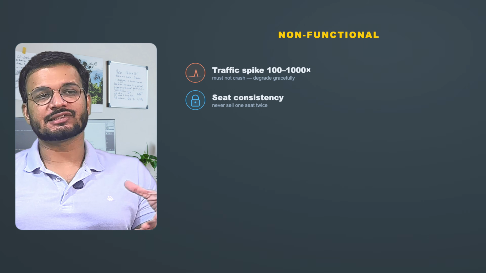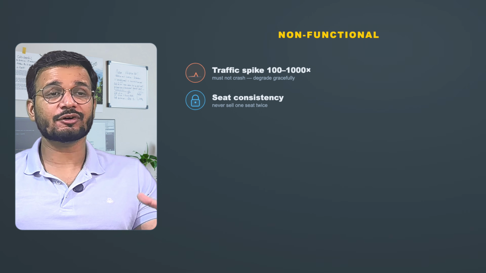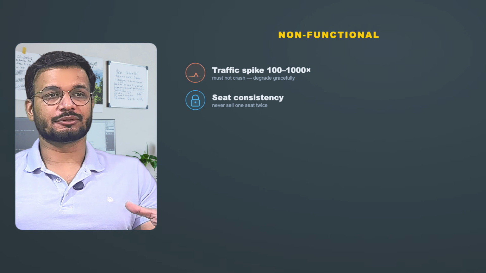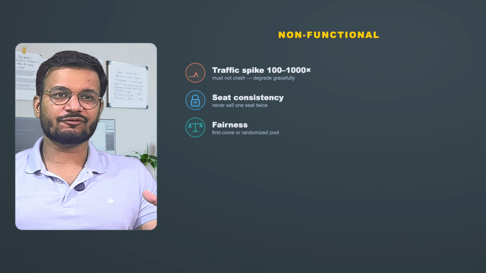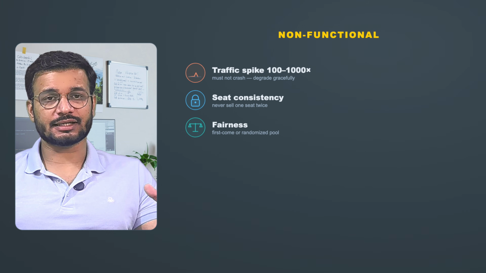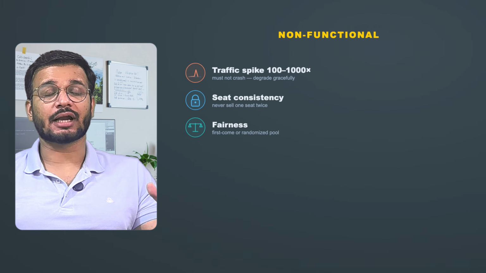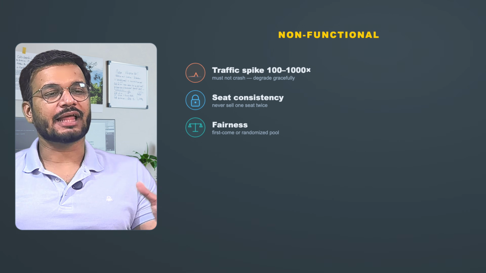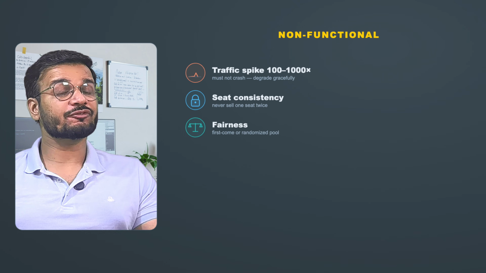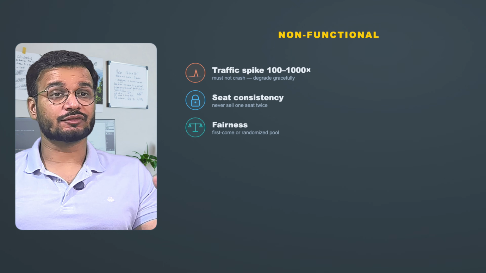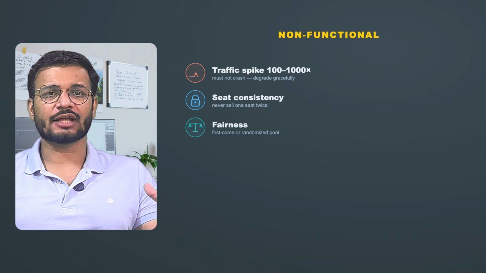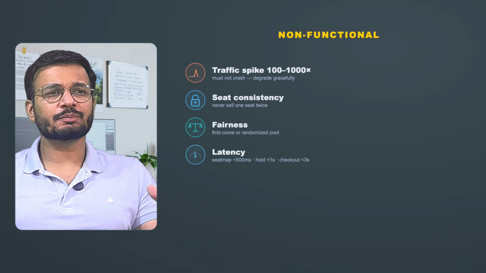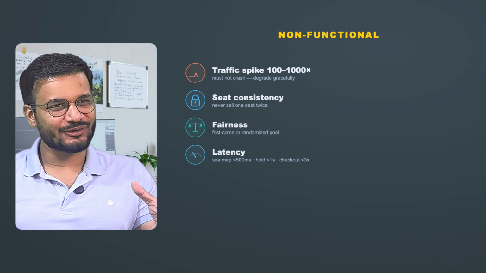Seat reservation consistency. A seat must never be sold to two different people. This is the core correctness requirement. Like hotel booking, like a financial system, the hardest part is preventing double sell under concurrent load. Then fairness. The queue must be fair. First come, first served, or at minimum, randomly ordered among users who arrive before sale time, not based on who has the fastest computer.